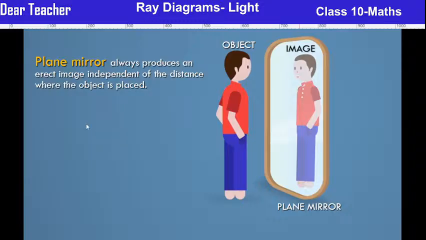Plane mirror always produces an erect image, independent of the distance where the object is placed. Wherever the object is placed, there is no focus figure because it is completely plane. Focus and center of curvature exist only for curved mirrors. As it is a plane surface, there is no focus and no center of curvature for the plane mirror. Wherever you stand, the image is always erect.